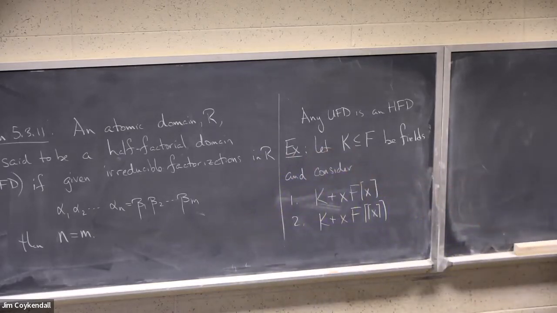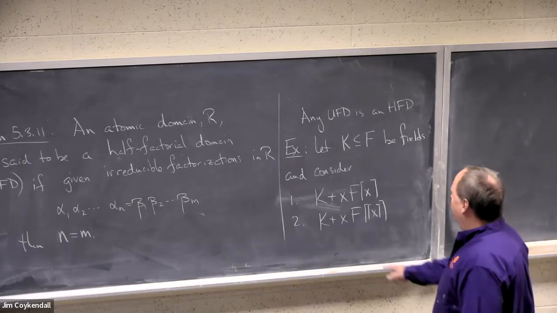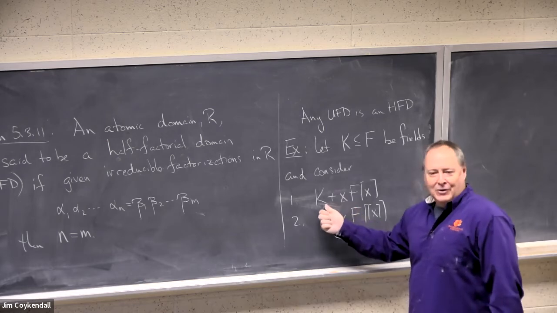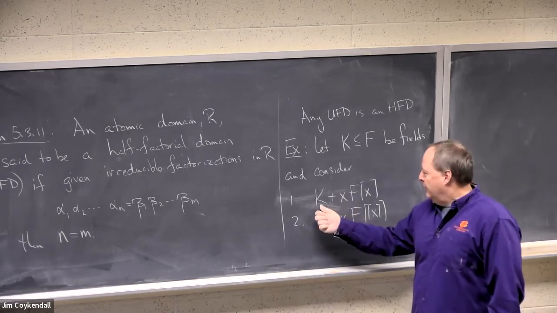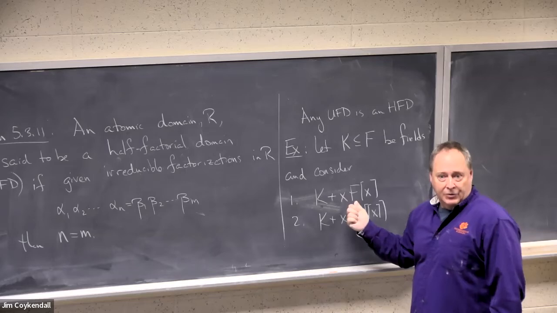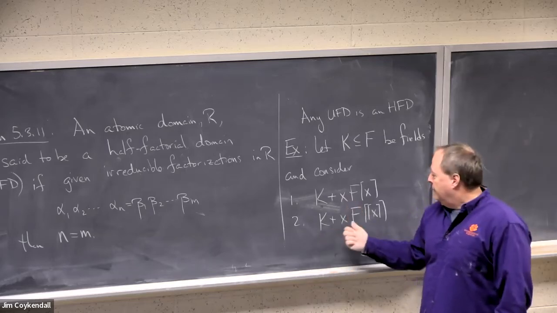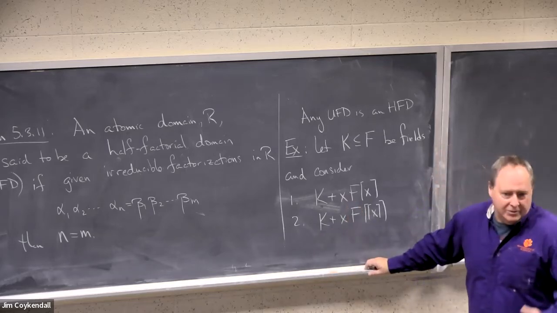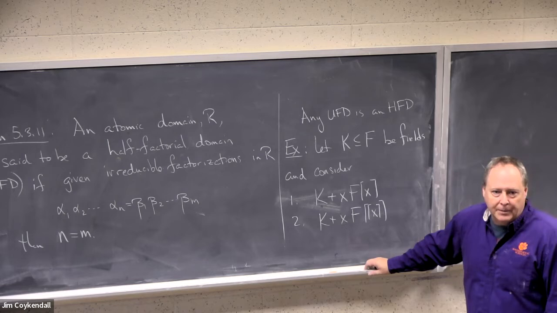Consider these two constructions. This is very similar to that example that I just gave, the Z plus XQ[X]. These are called D plus M constructions. Notice that these are subrings of very nice rings. This is a subring of F[X], which is Euclidean. And this is a subring of F[[X]], which is Euclidean as well.